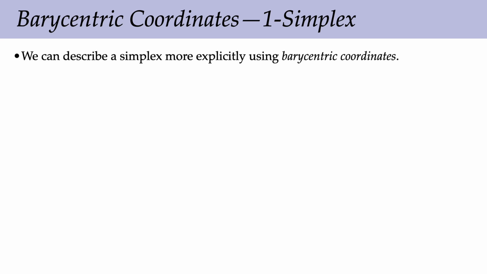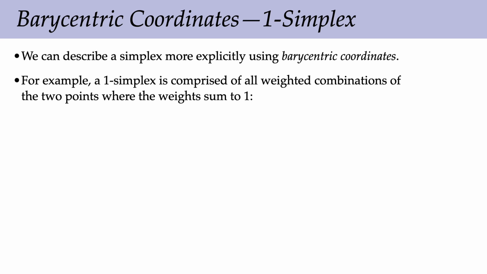When talking about simplices, it's going to be really helpful to put coordinates on our simplices. And the most natural coordinates for a simplex are something called barycentric coordinates. So let's start out easy. Let's talk about just a 1 simplex. For a 1 simplex, we can actually think of the 1 simplex as all weighted combinations of the 2 points, let's call them A and B, where the weights sum to 1.